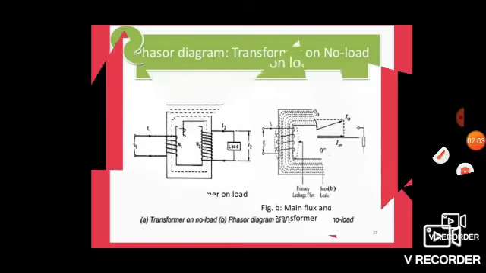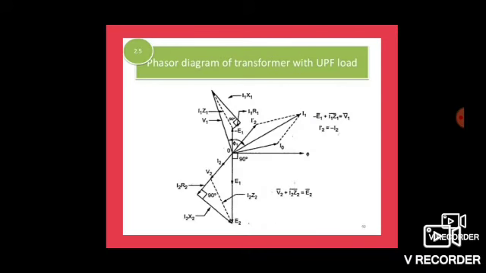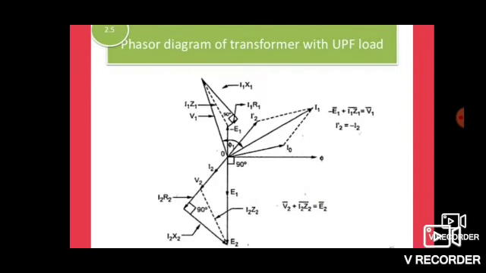Let's discuss the transformer on load. See the diagram, it shows the ideal transformer and the practical transformer. The practical transformer has main flux and leakage flux, but the ideal transformer has only main flux. See the phasor diagram of the transformer with UPF, that is, unity power factor load, in which the flux phi is taken as the reference.